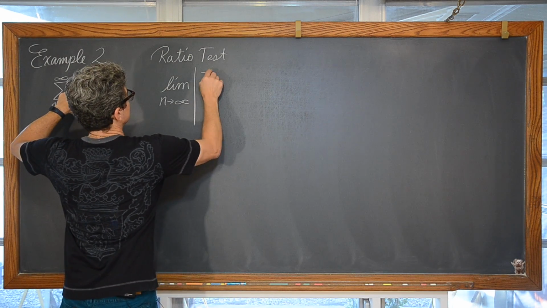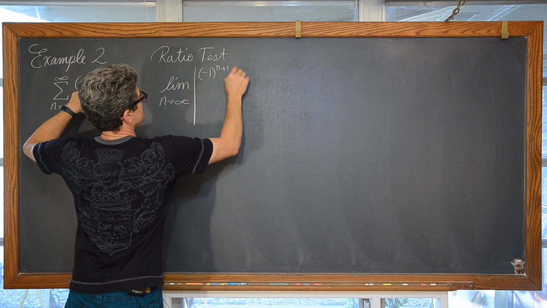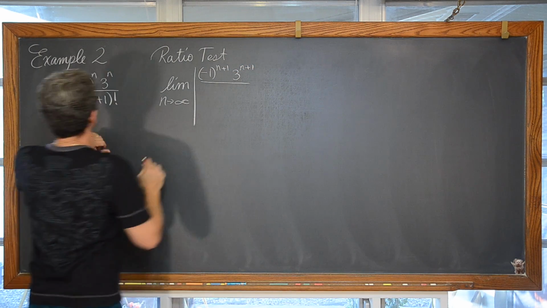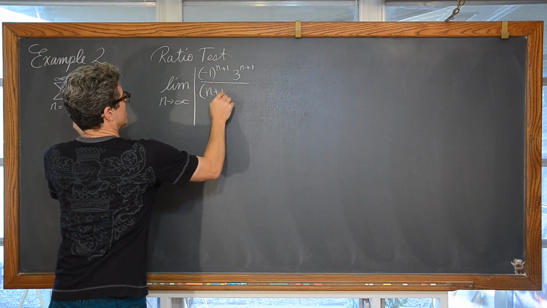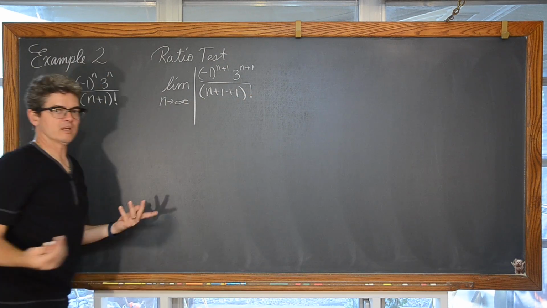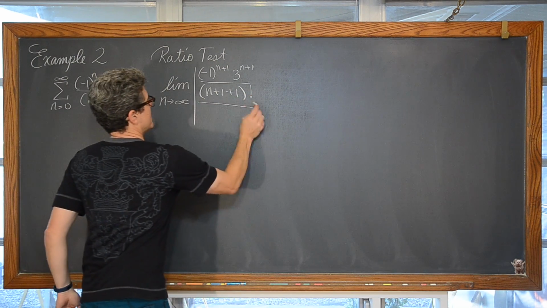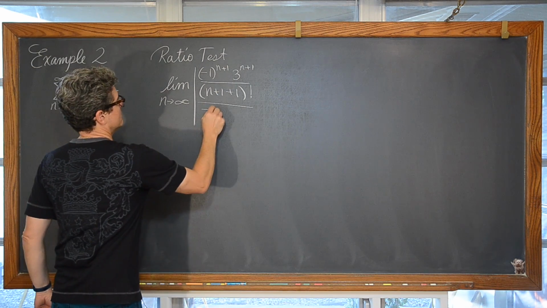So we've got (-1)^(n+1) times 3^(n+1) over, now here we have (n+1) factorial, which of course is going to be (n+2) factorial. Now that's our a sub n plus 1 term over a sub n. Just copy down what we have here.